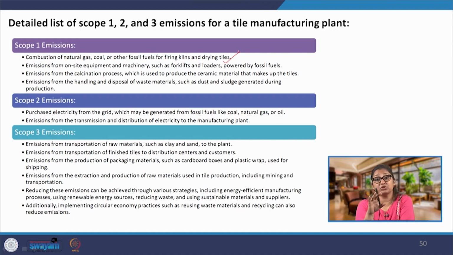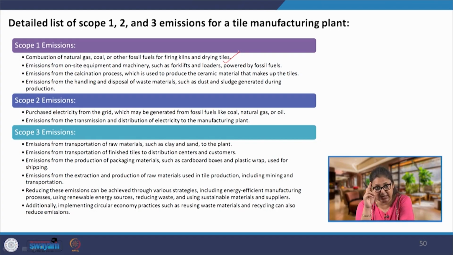Then the emissions could be as a result of certain chemical processes. For example, in this case calcination as a process will release certain amount of gases, and that is again part of process. So, these are process emissions. Then there are also emissions from handling and disposal of waste materials such as dust and sludge which is generated during the production of tile, which is also counted as direct emission. So, dust is also part of the emission that they are counting.